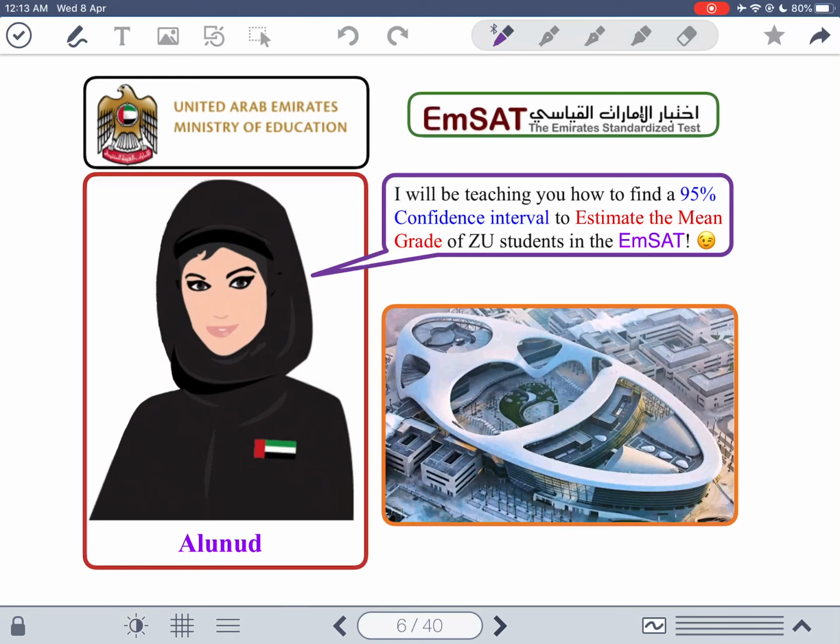The Ministry of Education contacted me and told me that you are not a very good teacher. So how about you let Leonids, who is one of the best students in Zayed University, teach the students instead of you.